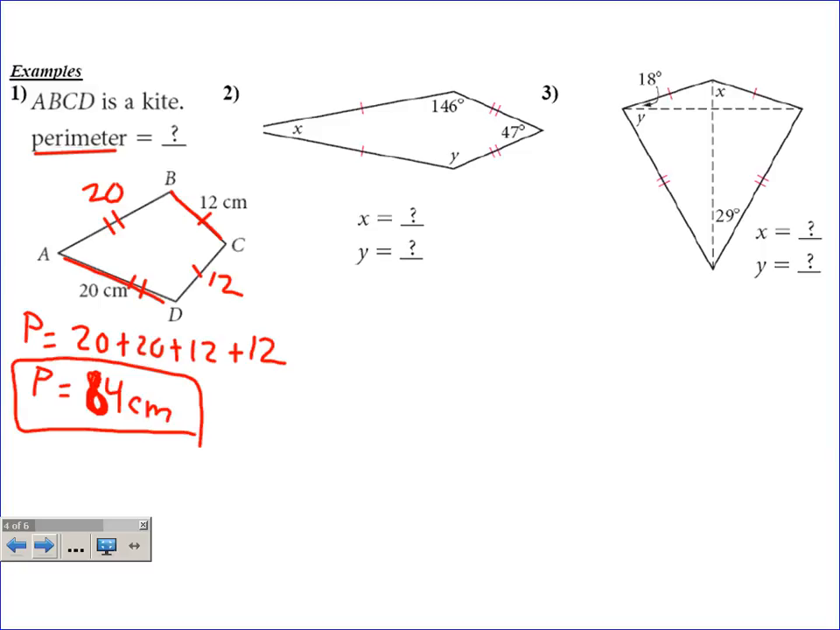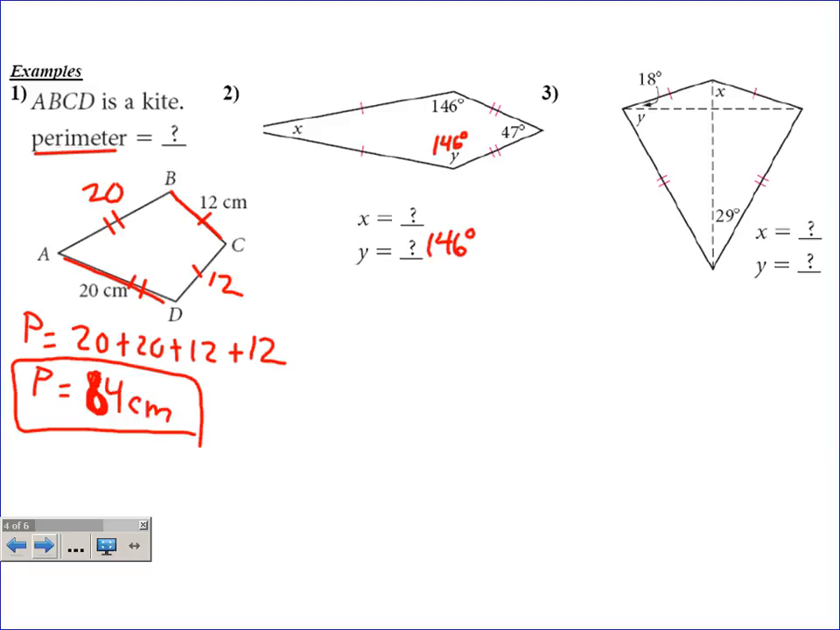Here's another kite, and the kite's lying on its side. Like there's a kite that's fallen down, maybe. Okay? Which angles up here are congruent? 46 and y are. This is 146 right here. So I can just say, hey, y equals 146. That's a piece of cake.